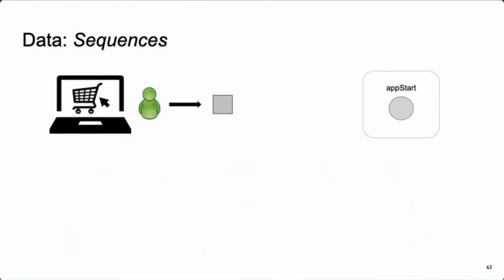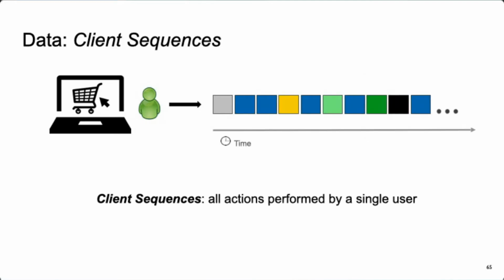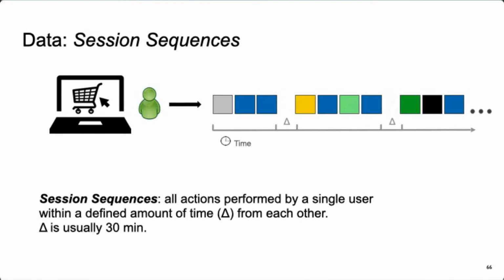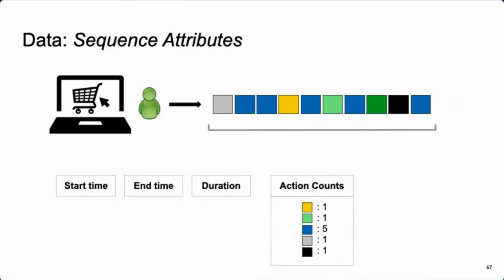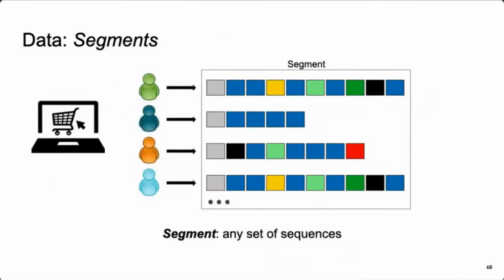Okay, so what happens when people are looking at a website? Well, there's actually a sequence. They don't just do one thing, they do a sequence of page visits. So what we're going to call a client sequence is basically all the actions performed by a single user. And these are often lumped into sessions where basically as long as there wasn't a long timeout of say 30 minutes or more, then we think of this as a session. So we have user sessions, we have sequences of actions, and you can think of the sequences themselves as having attributes. Things like, well, when did it start? When did it end? How long was it? How many actions were there in that sequence?